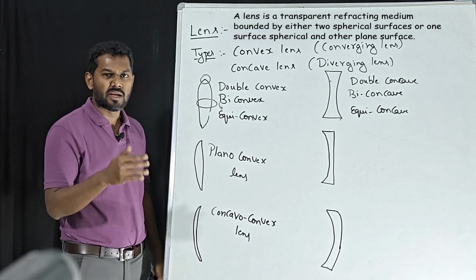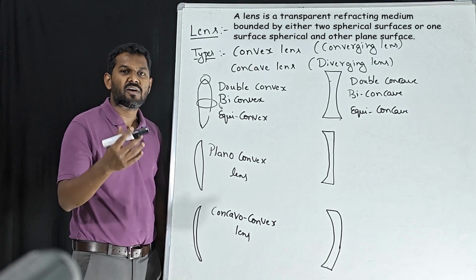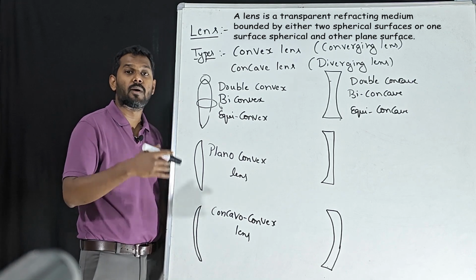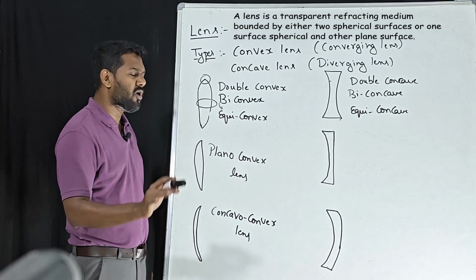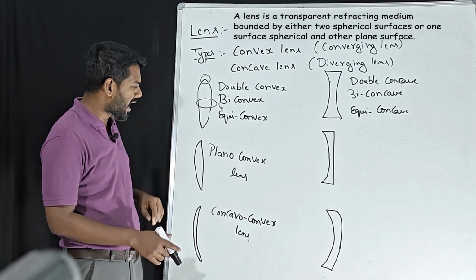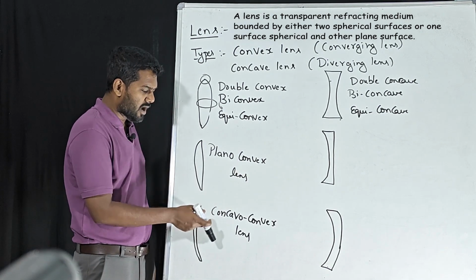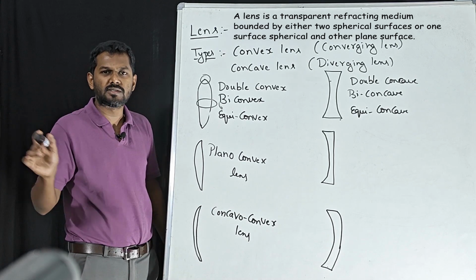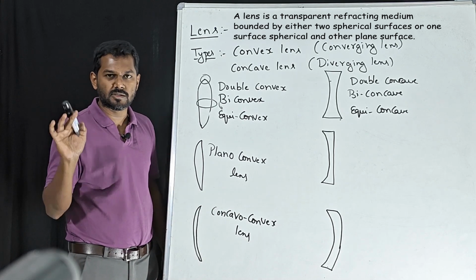Okay, angle of incidence. That means whenever there is a larger angle of incidence, the image quality will be better. So if they ask, even though we have a convex lens, why we have a plano-convex lens or a concavo-convex lens, the simple answer you are going to write is to get a better quality image.